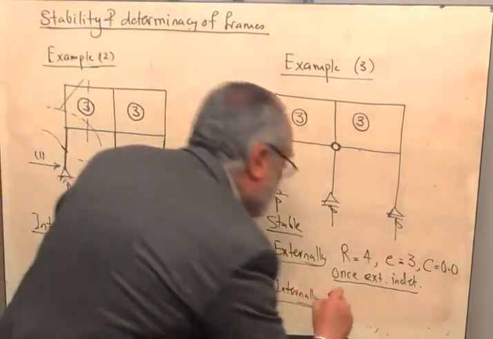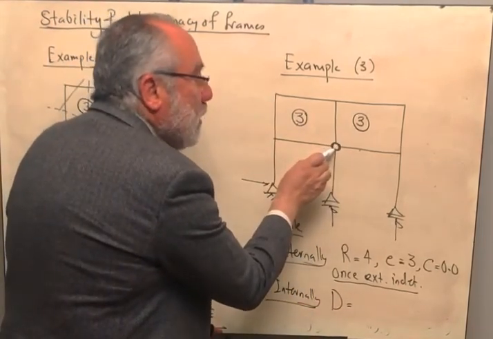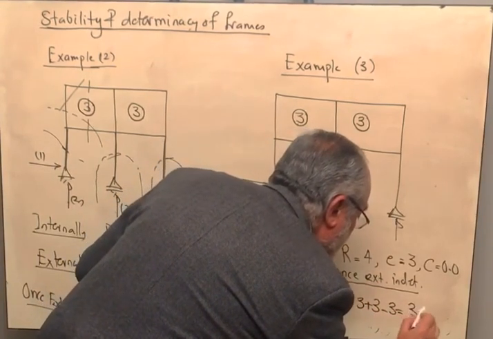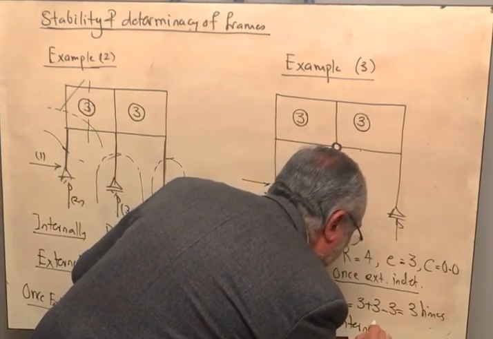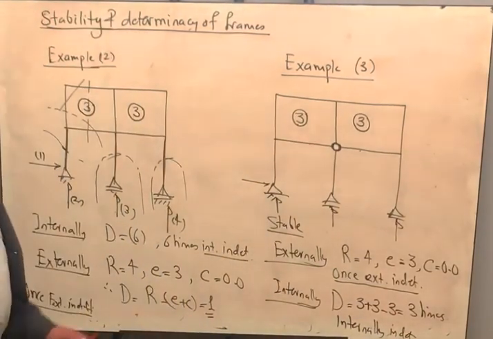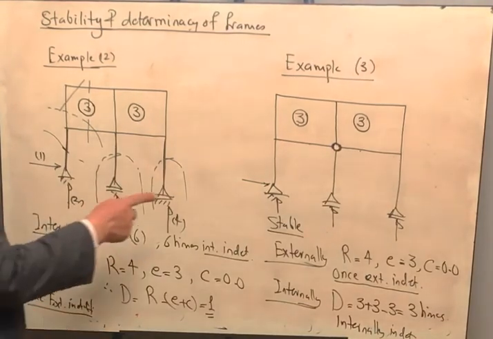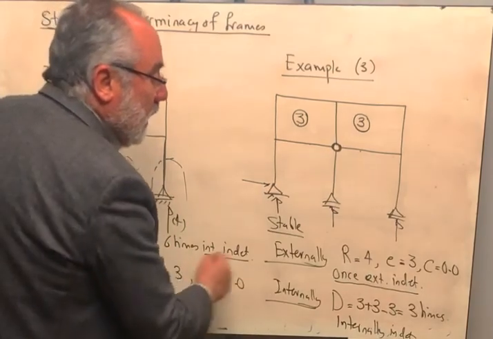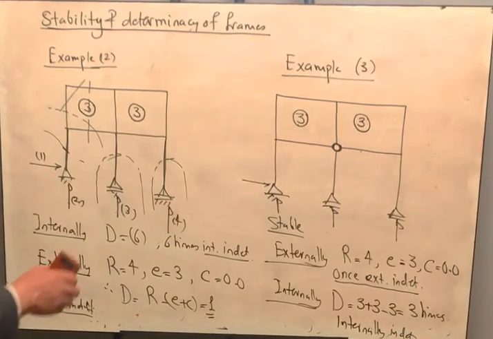Therefore we are having 4 connected members minus 1, we are having 3. This time the degree of indeterminacy will be 3 plus 3 minus 3. So it is 3 times internally indeterminate. Okay? So finally this frame, if I want to classify it, it is stable. It is once externally indeterminate and 3 times internally indeterminate. Okay? Another example.